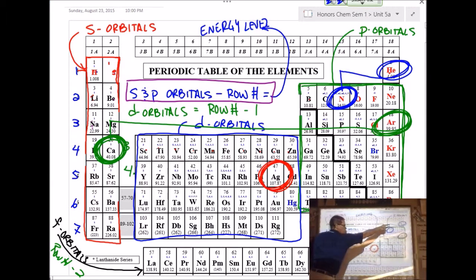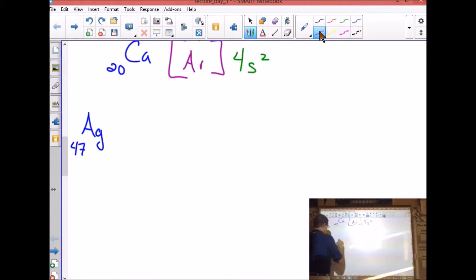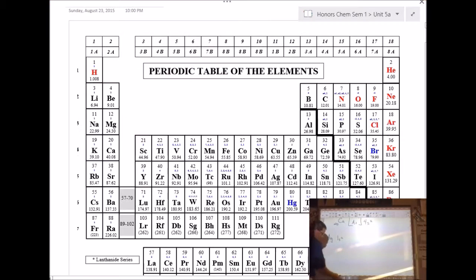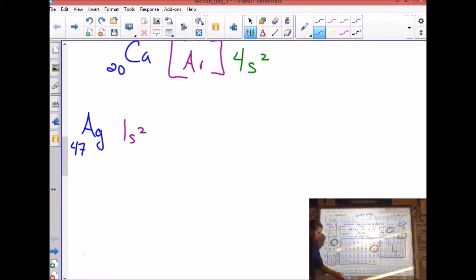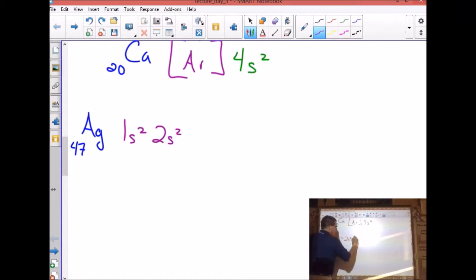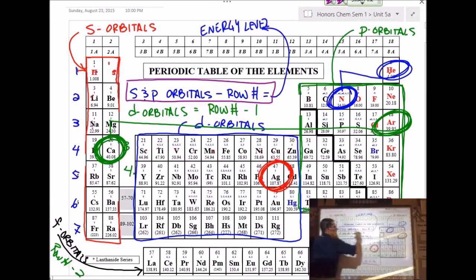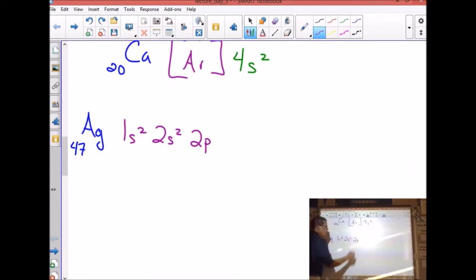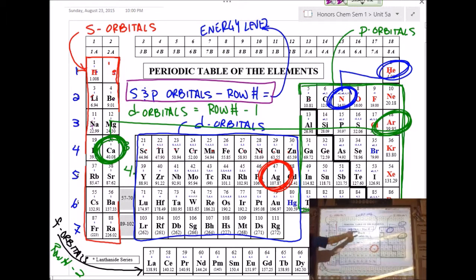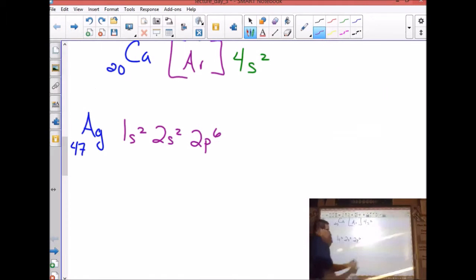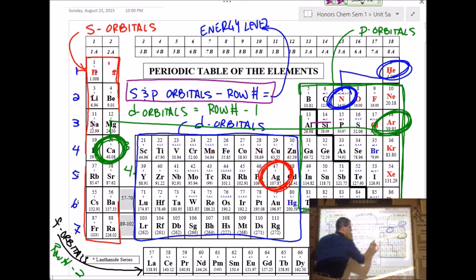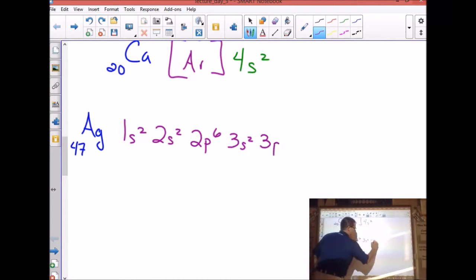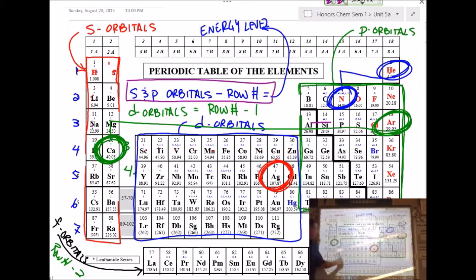So, let's go fast. 1s2. There you go, now you're getting it. So 1s2, 2s2, 2p6. Then we're in the third row, 3s2. And we go across, 3p6, good. And now we're in the fourth row, 4s2, very good.